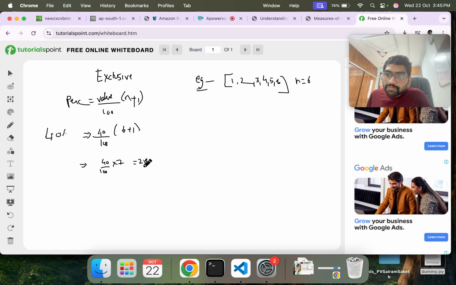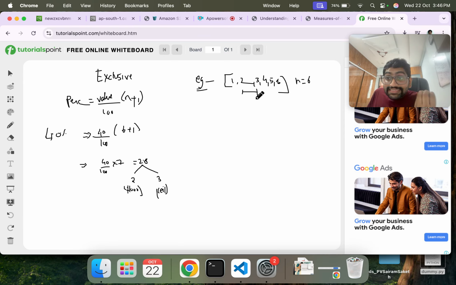So what does this 2.8 mean? This value is present between 2 and 3. So you will select 2 and 3. When you select 2, it is called the floor value. When you select 3, we are using the ceil value. Now you are not getting which point to choose. What is the 40 percentile of this data?